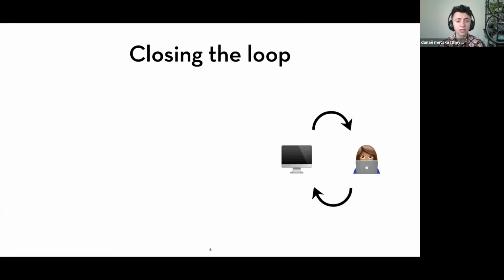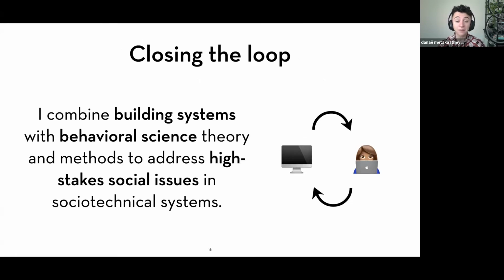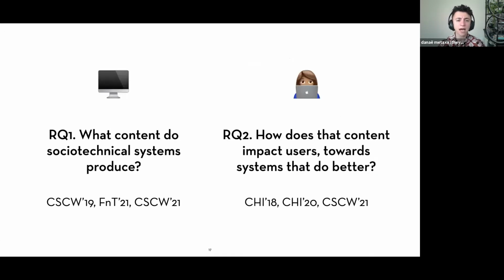And in my work, I close this loop by studying the system and the user. So I combine building systems with behavioral science theory and methods that focus on users to address high-stakes social issues in sociotechnical systems. And in doing that, I'm seeking to answer these two main questions. The first is, what content do sociotechnical systems produce? And the second one is how that content impacts users towards building systems that do better.